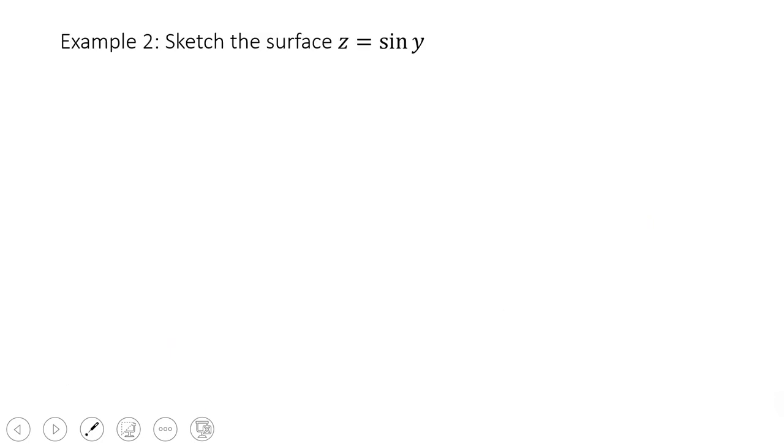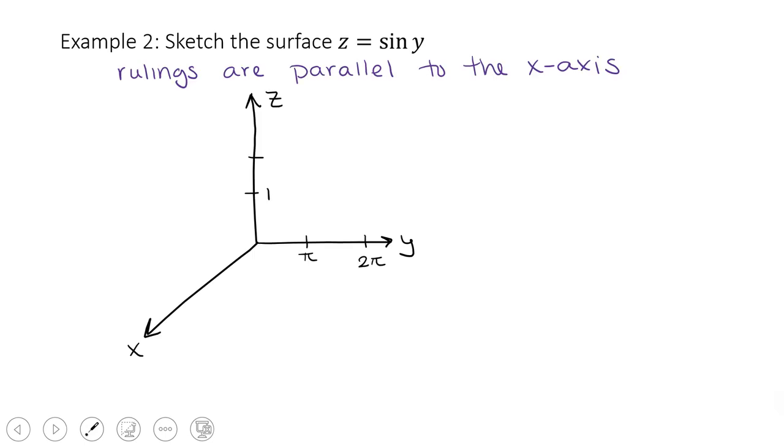All right, so here's another example. Let's try to sketch the surface z equals sine of y. This equation does not have an x in it, so the rulings are going to be parallel to the x-axis. That means if I make cuts along that x-axis, I will always see the exact same image, the exact same graph.